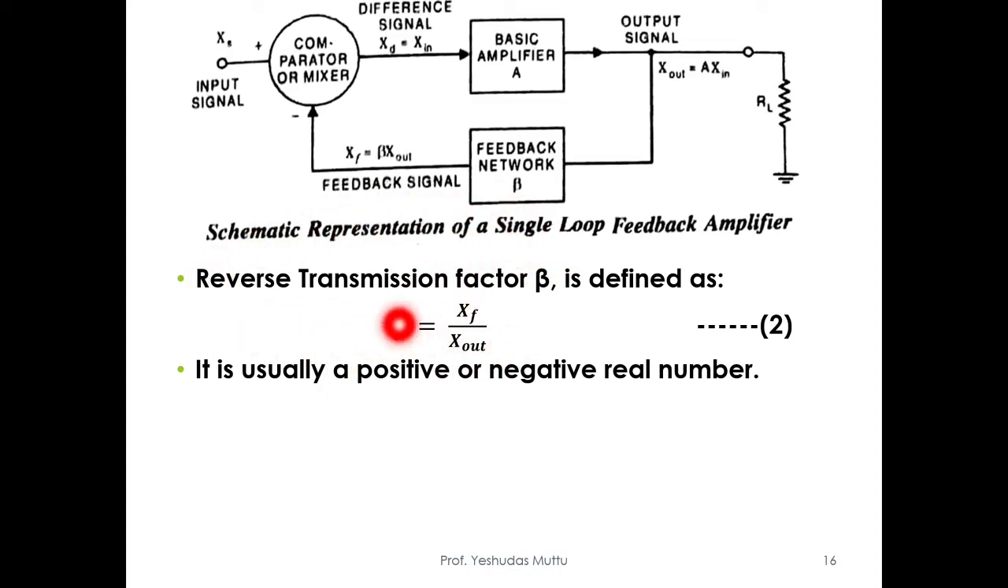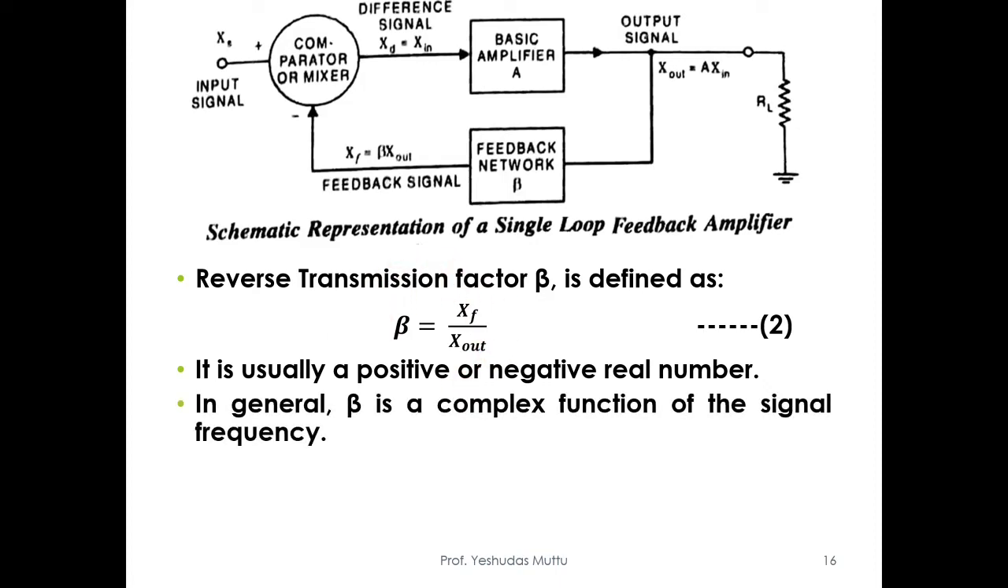Don't confuse this beta with the beta which we had studied in EDC 1 with respect to the amplifier. That is totally different. That is the DC current gain. This is now only with respect to the feedback network that we are talking about. It can be positive or negative. It is a complex function of signal frequency.